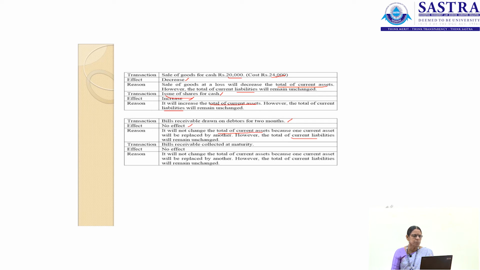Next is bills receivable collected at maturity. When it is collected, again cash gets increased and bills receivable gets decreased. So it will not change the total of your current assets, because one current asset, namely bills receivable, will be replaced by cash. Now, the total of current liabilities will remain unchanged. So we do not have any impact on the current ratio. This is how the impact of the transactions on the current ratio is studied.